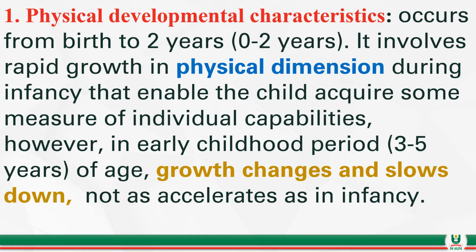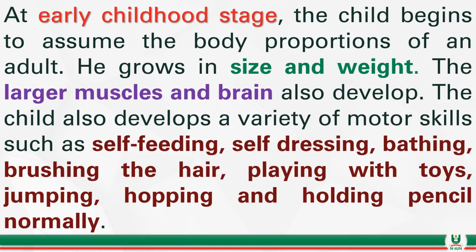So the physical development, changes in body parts, this is what physical development talks about. Then at the early childhood stage, the child begins to assume the body proportion of an adult. You see him or her growing in size and weight. The muscles begin to develop, and the child also develops certain motor skills.